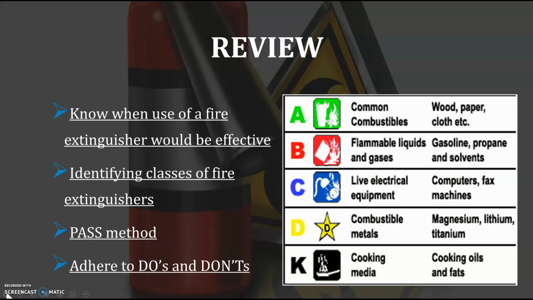Class B is made for flammable liquids and gases such as gasoline, propane, and solvents. Class C is for live electrical equipment, which can be anything between computers, fax machines, pumps, and other things such as that. Class D, combustible metals. This is magnesium, lithium, titanium. Class K is cooking media, which is cooking oils and fats.